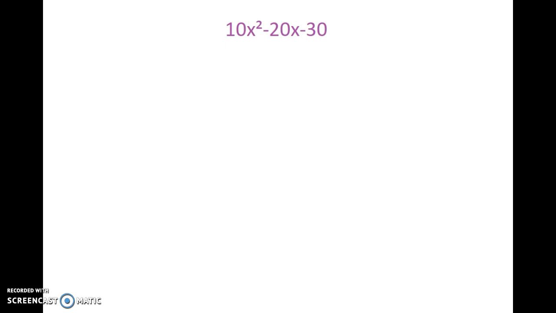The first thing you're going to look for is to see if it has a common factor, and this one does. It has a common factor of 10. So I'm going to divide by 10, because that's the common factor in each term. So that means 10 divided by 10 is 1, so we have x squared. 20 divided by 10 is 2, so 2x. And then 30 divided by 10 is 3.